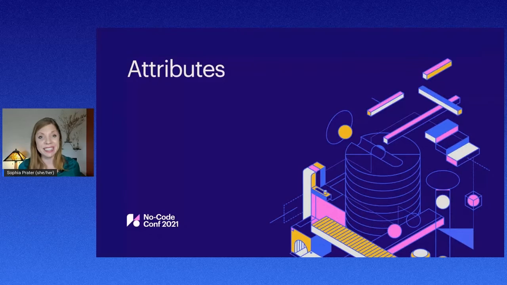Okay, so we're skipping the C of the OOUX process. Let's move on to the A, attributes. All right, why do we need to identify attributes? How do we do it?